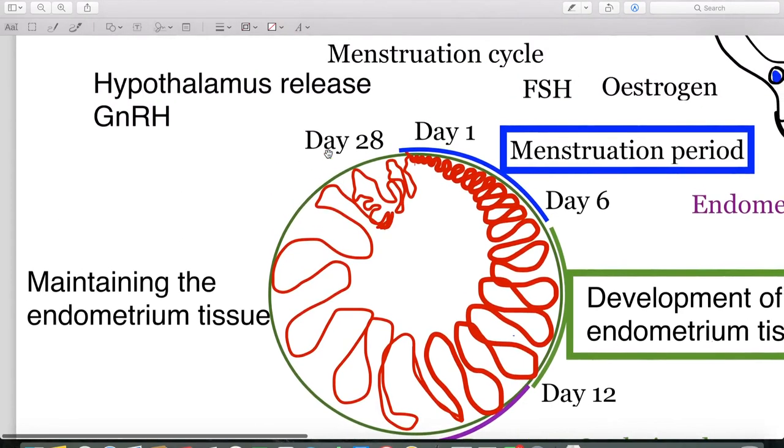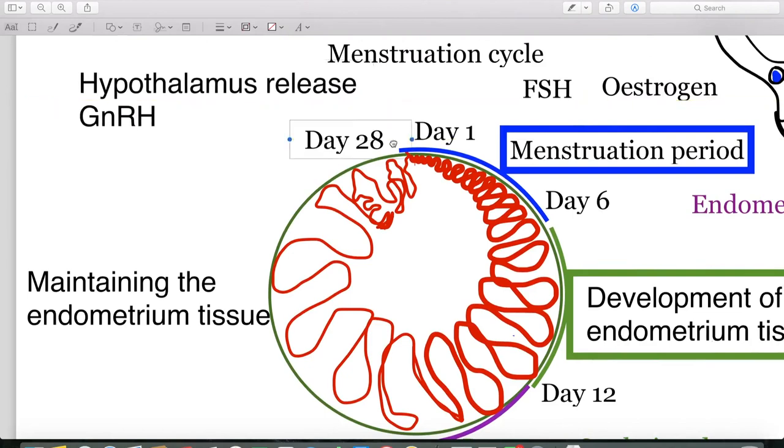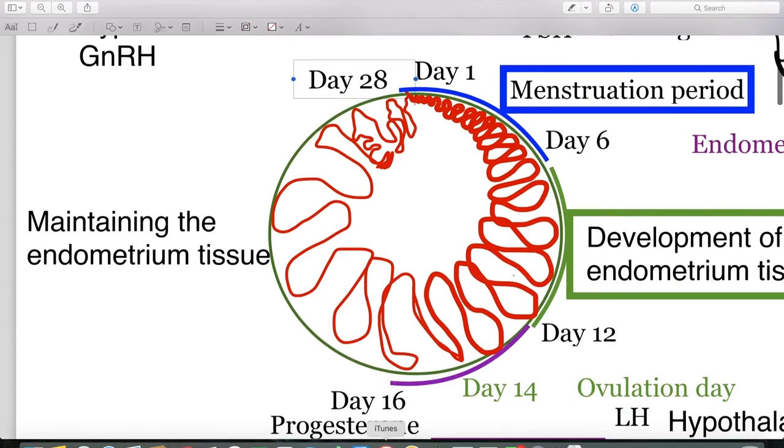Now, nearing day 28, as you can see here, the endometrium tissue is getting deteriorated. The reason is that nearing day 28, the progesterone level starts to drop, and so there is no longer that hormone helping to maintain the endometrium tissue. So it is starting to break and deteriorate. Day 28 is the last day.